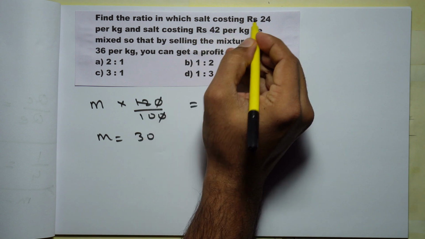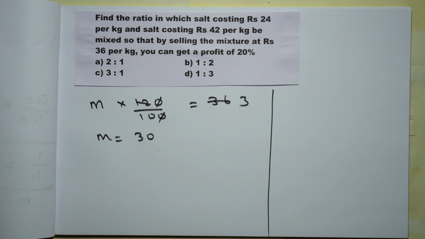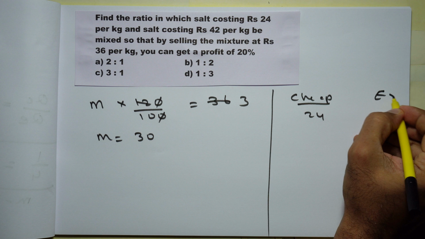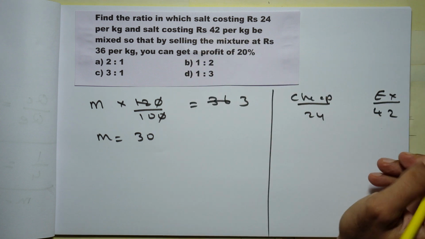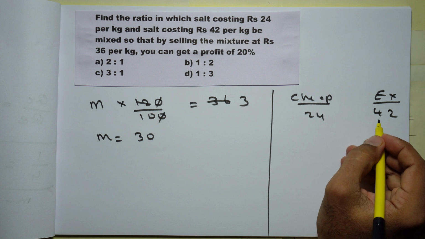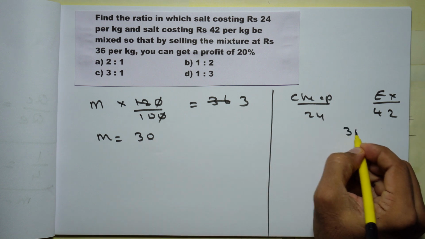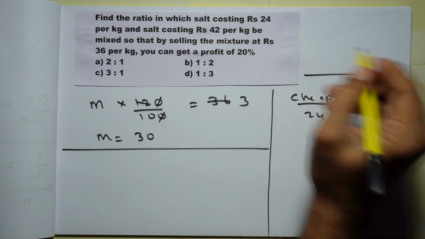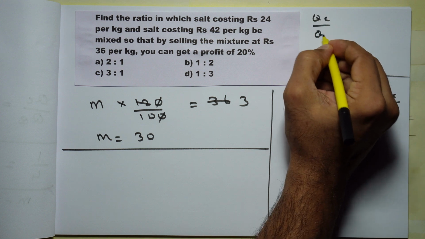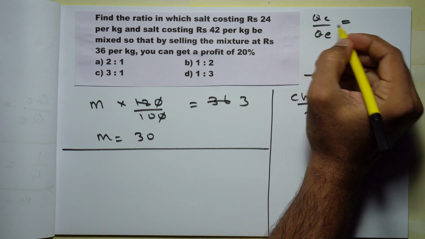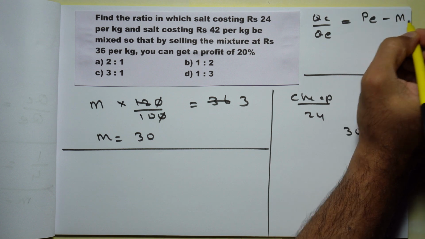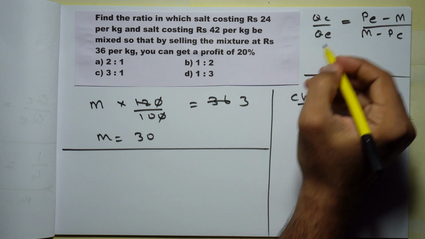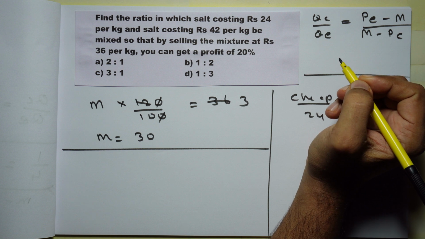So in what ratio should they be mixed? We'll just write down the data here. Now the cheap one is rupees 24 and the expensive one is rupees 42. In what ratio should they be mixed so that you will get a mean price of rupees 30? So we'll just substitute into the mixtures and alligations formula. The formula is like this: quantity of the cheap one to quantity of the expensive one. This ratio is given as price of the expensive one minus mean price divided by mean price minus price of the cheap one. So substituting into the formula, you will get the ratio in which they should be mixed.